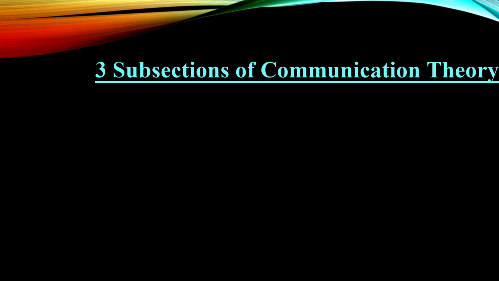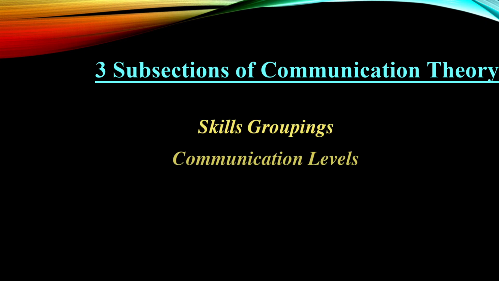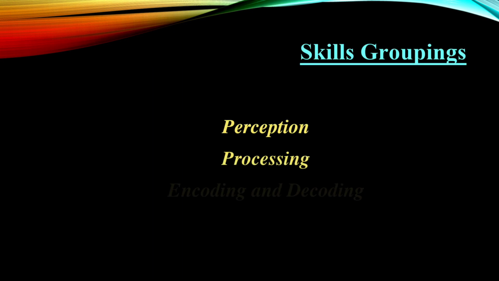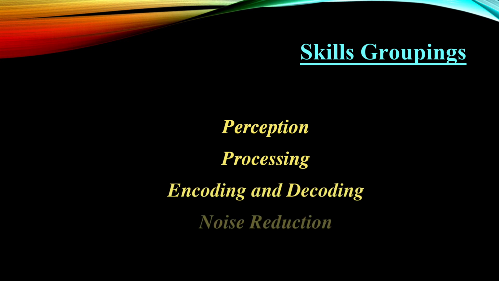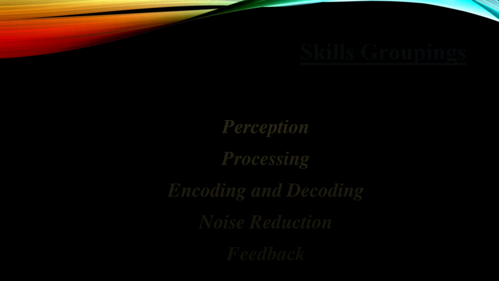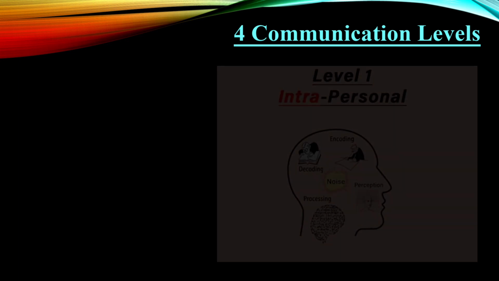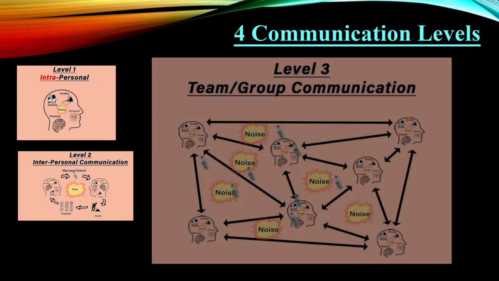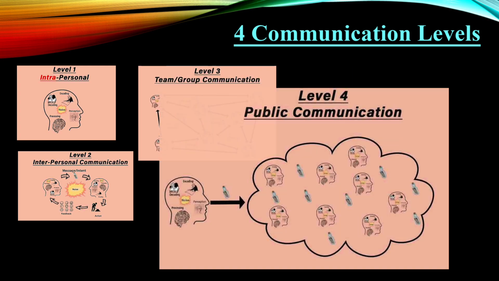This theory section is further broken into three subsections: skill groupings, communication levels, and communication models. The skills grouping section focuses on perception, processing, encoding and decoding, noise reduction, and feedback. The communication levels are intrapersonal communication, interpersonal communication, team and group communication, and public communication.